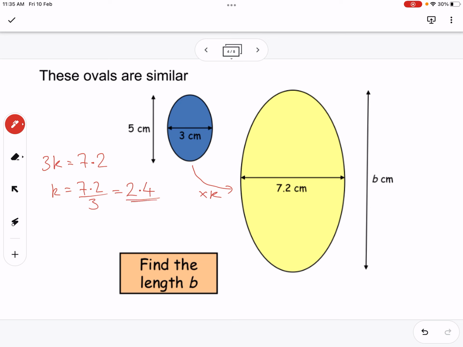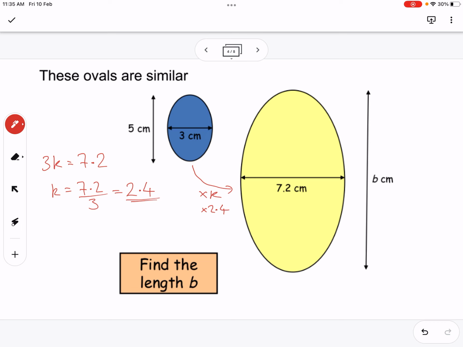So basically everything has been times by 2.4. Everything in that smaller oval has been times by 2.4 to give the lengths in the bigger oval. And that must therefore be true as well of the height. That 5 there must have been times by 2.4 to give me the height of this other oval.